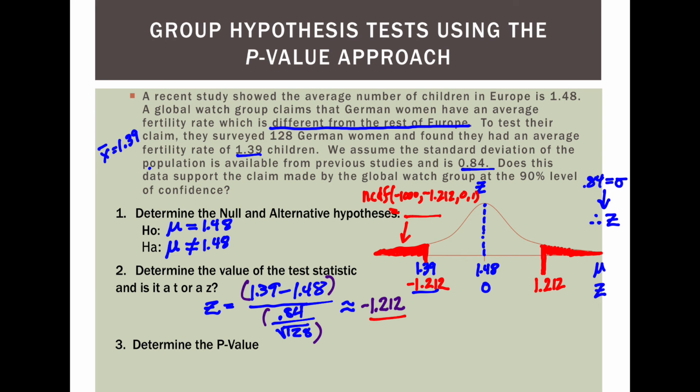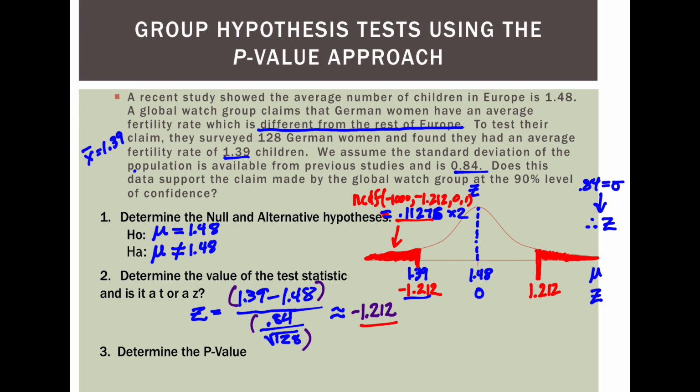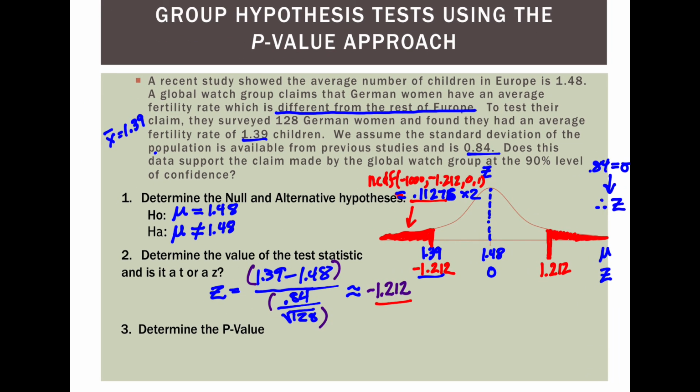Well, actually, it'll just give me the area for this one side. And we end up getting 0.11275. Actually, 276 if I round it. But let's go ahead and just double that, because I would also need to include the area that's over here. So the total p-value is 0.2255. And that should include this area along with that.